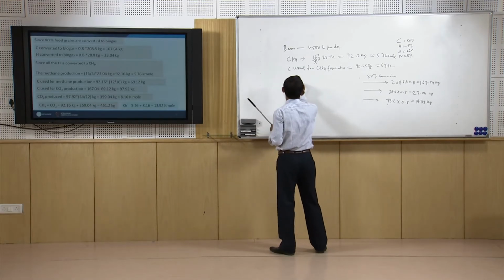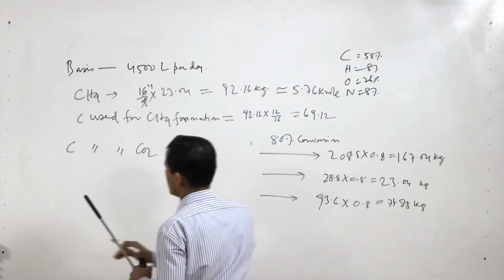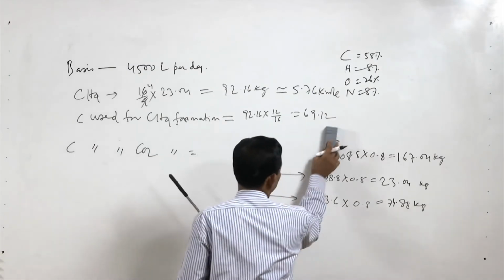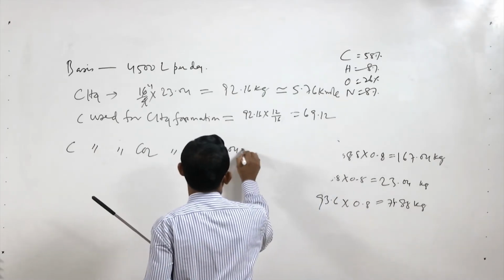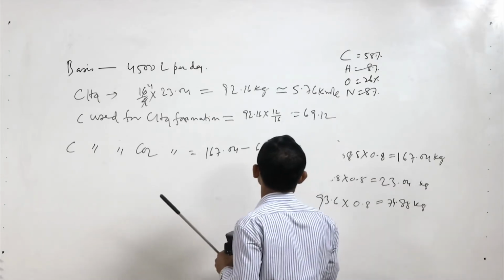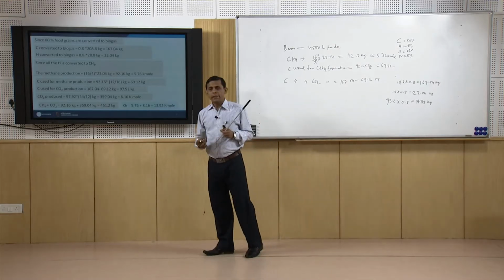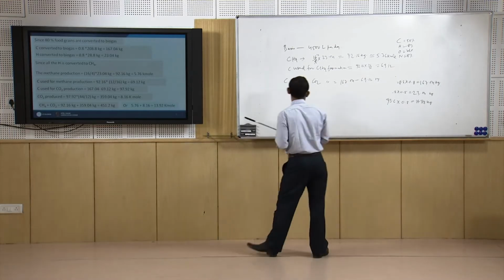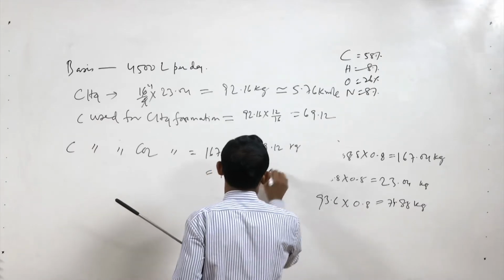So, carbon used for CO2 production is equal to how much? We will be getting 167.04 minus 69.12 kg, that is equal to 97.92 kg.